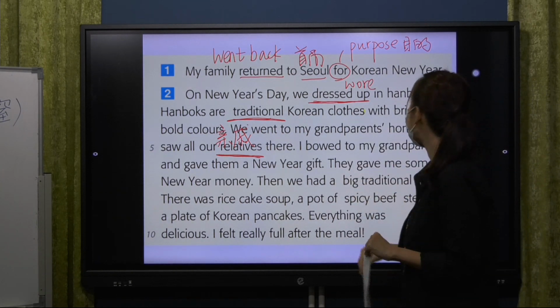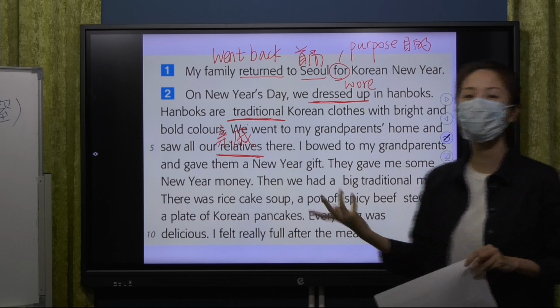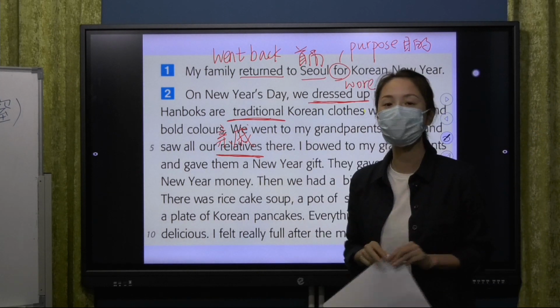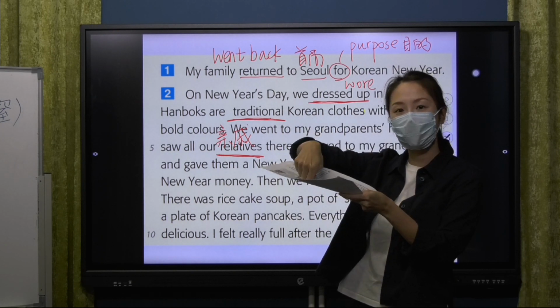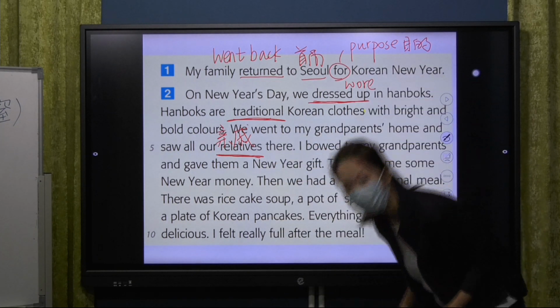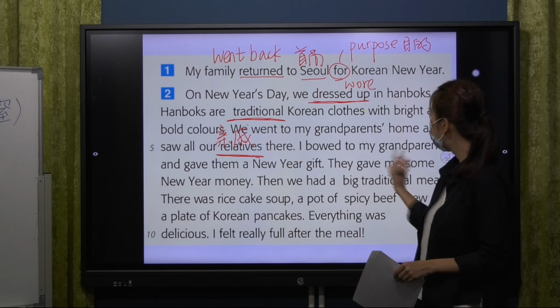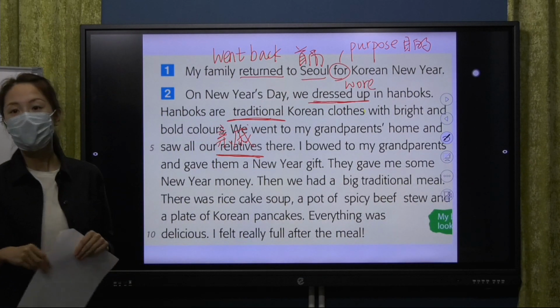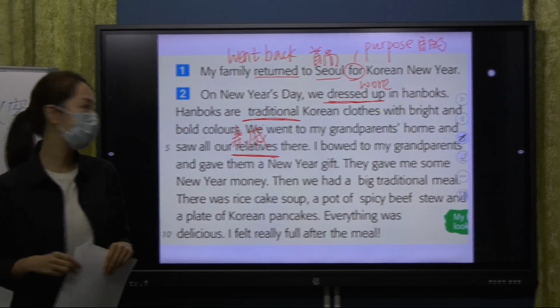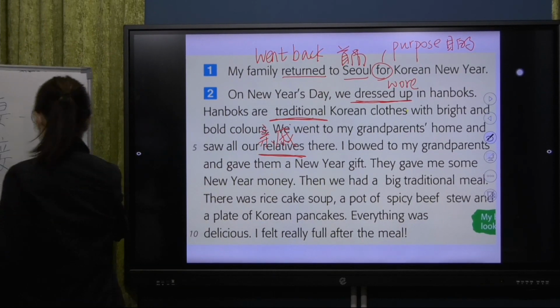I bowed to my grandparents. So what do you do to your grandparents? So in China we may kneel, right? But here bow means, okay, bow. We bow to our grandparents and give them a New Year gift. They gave me some New Year money. Okay, so let's look at this sentence.